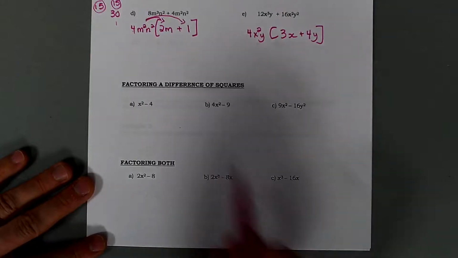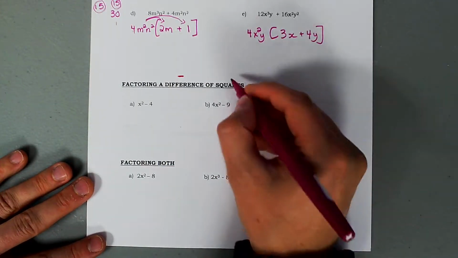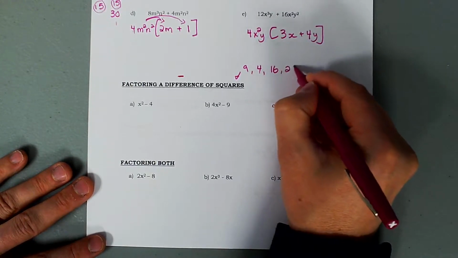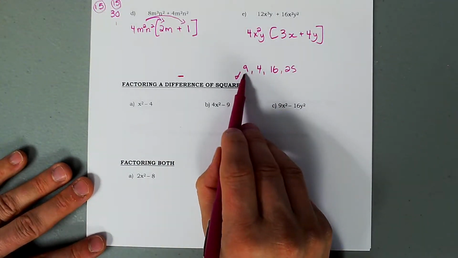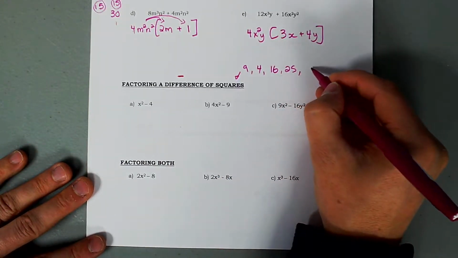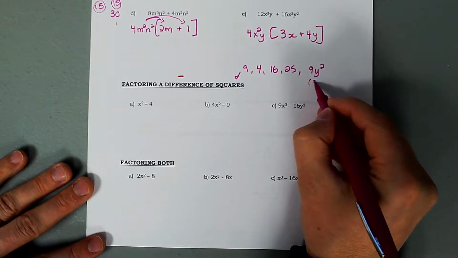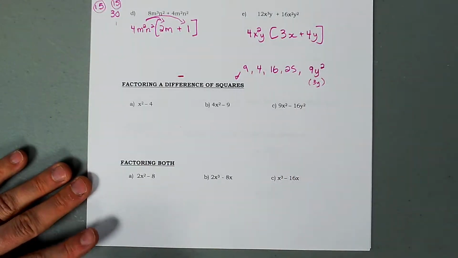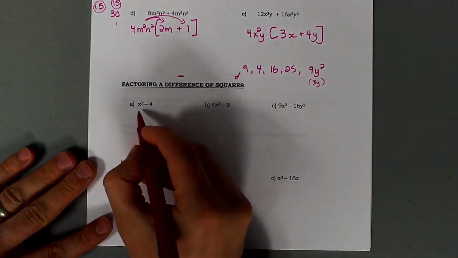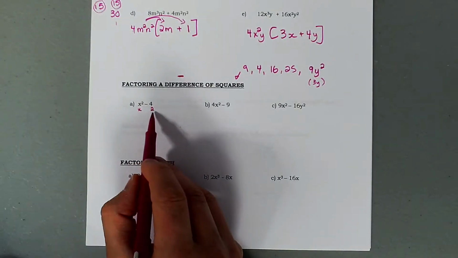The last type of factoring that we need to know how to do is factoring a difference of squares. A difference is subtraction. Squares are numbers like 9, 4, 16, 25, because 3 times 3 is 9, 2 times 2 is 4, 4 times 4, 5 times 5, and maybe even things like 9y squared, because 3y times 3y will get you that. A square is when you've got something times itself happening at its root.